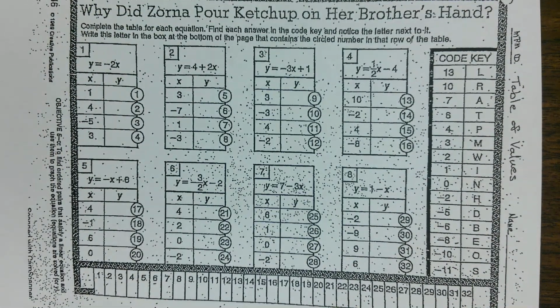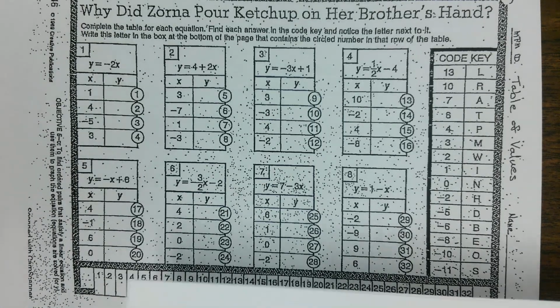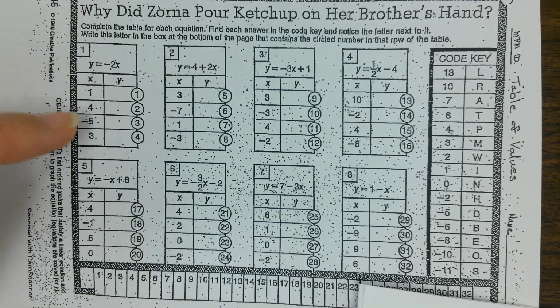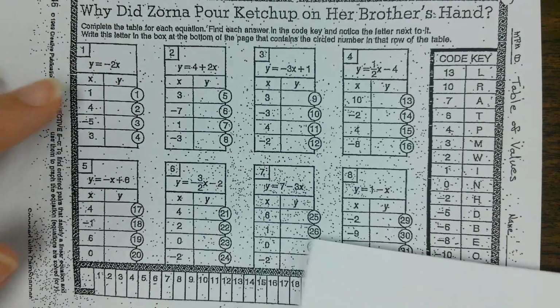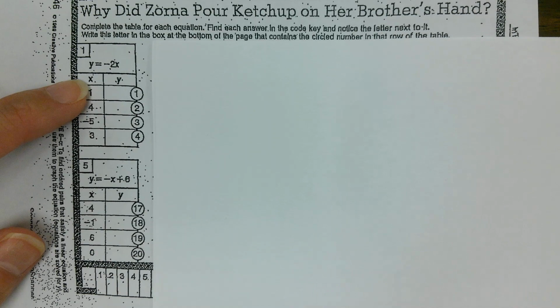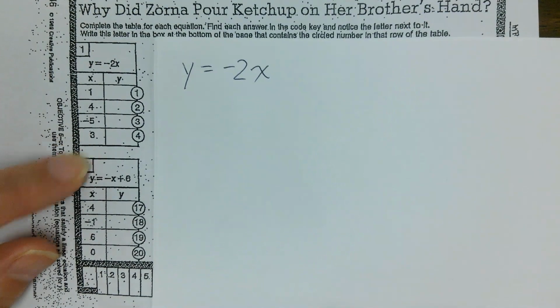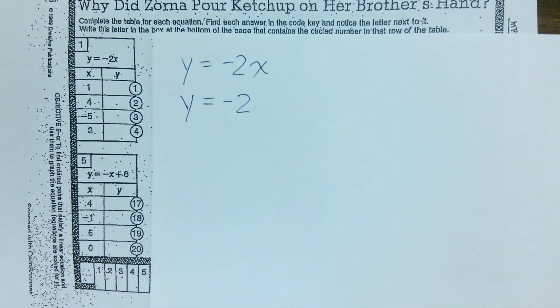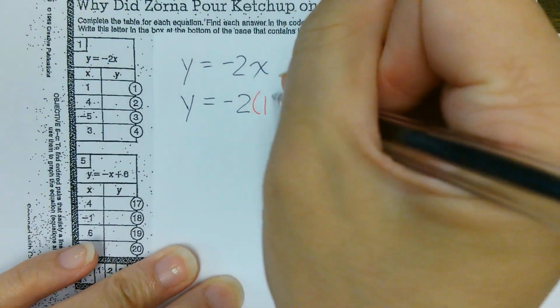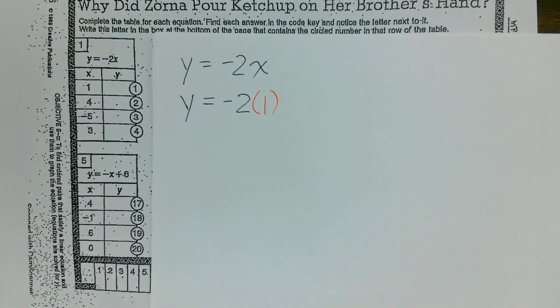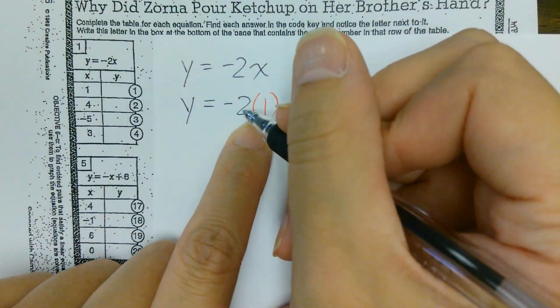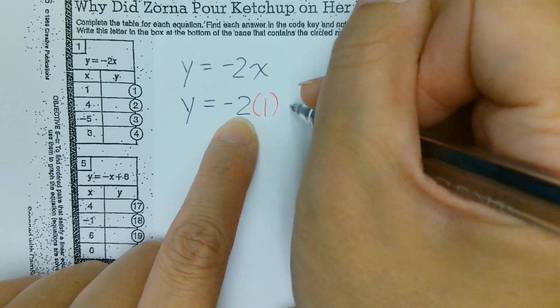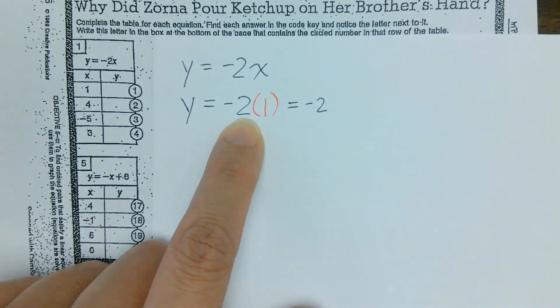All right, so what we have to do is we are given the equation and we have to complete the table of values. So for example, number 1 right here, y equals negative 2x. I give you the x values, so what you have to do is replace it. So y equals negative 2, I'm going to replace that x with 1. Whenever you substitute, make sure you put in brackets. So this reads negative 2 times 1, which gives you negative 2. So for number 1, your answer is negative 2.